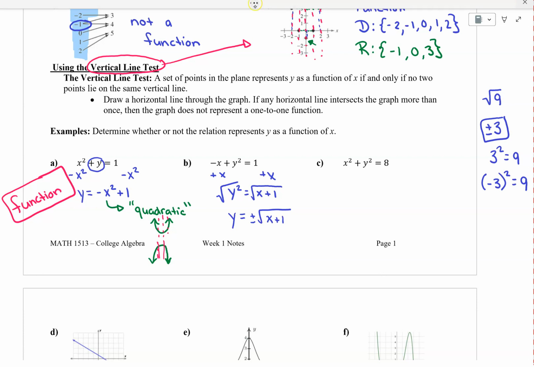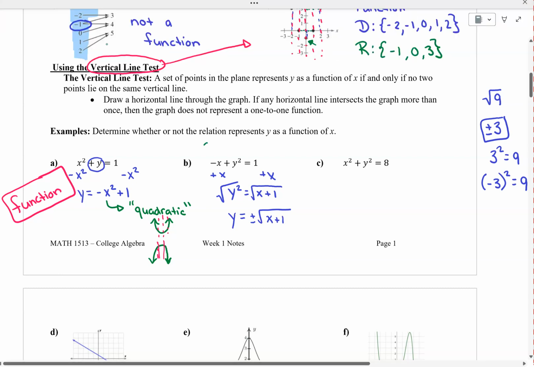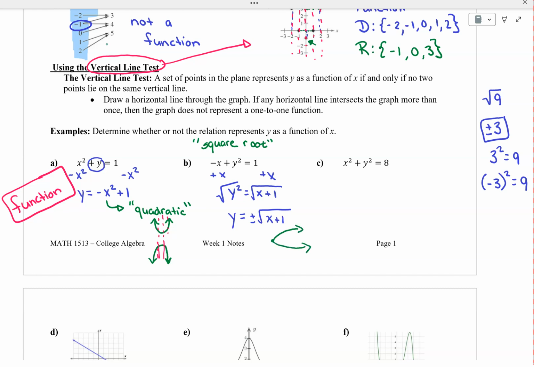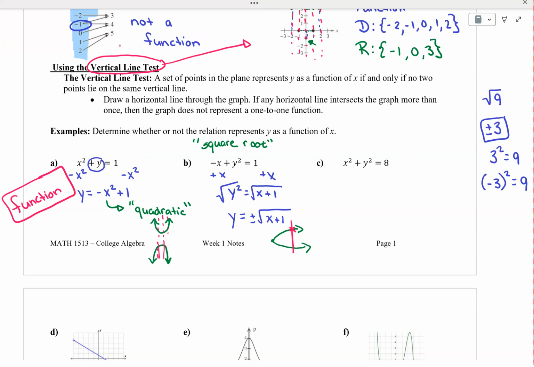Okay, so when this situation happens, this is a square root function. When you have a positive and a negative, so when we go to graph this, you will have one going this way, that's the positive, but you're also going to have one going this way. So if I was to do the vertical line test on this one, it would fail it because it touches it twice. So therefore, this one is not a function.